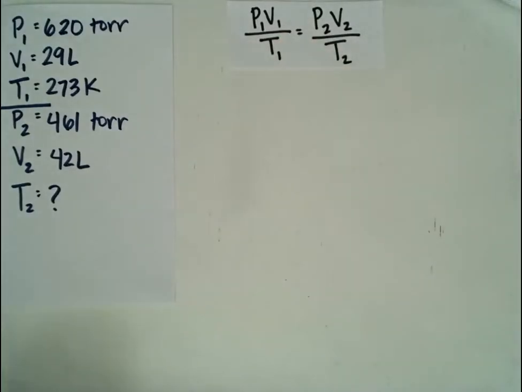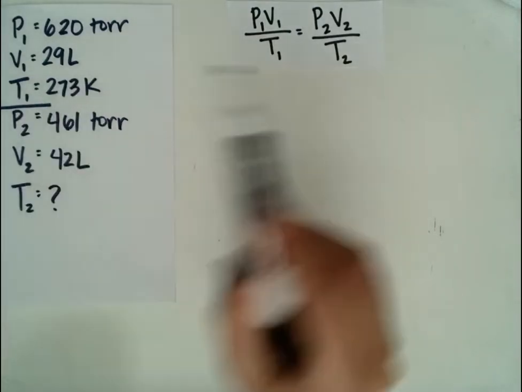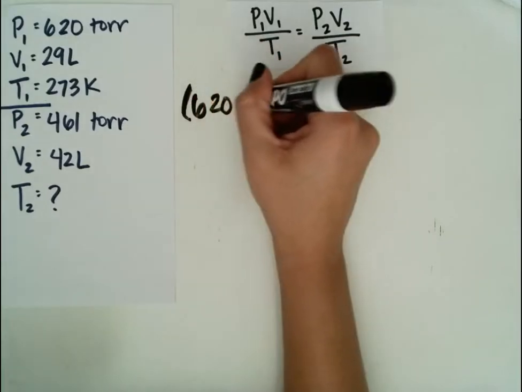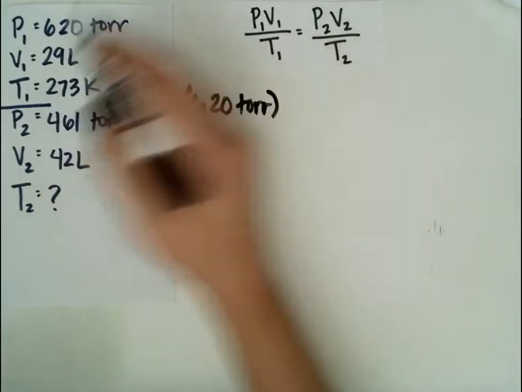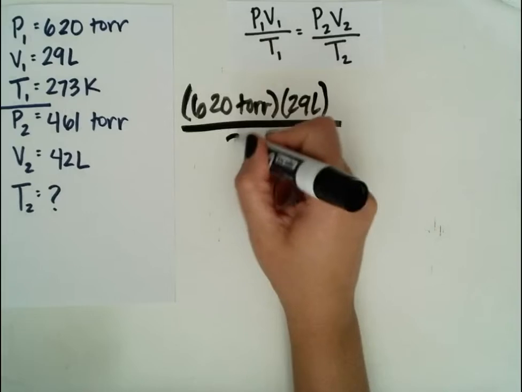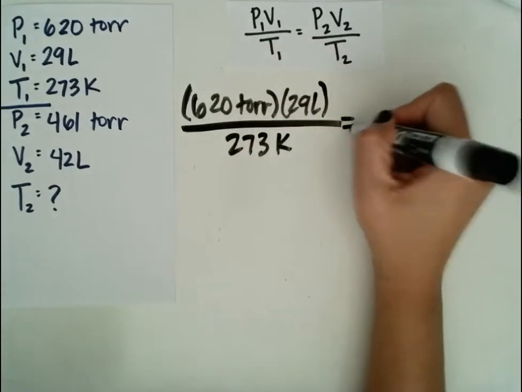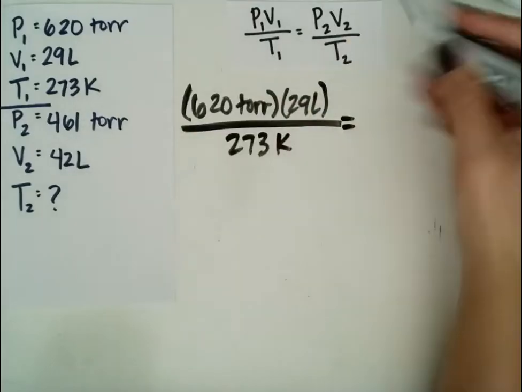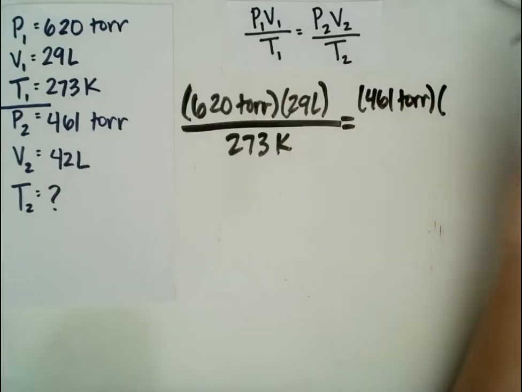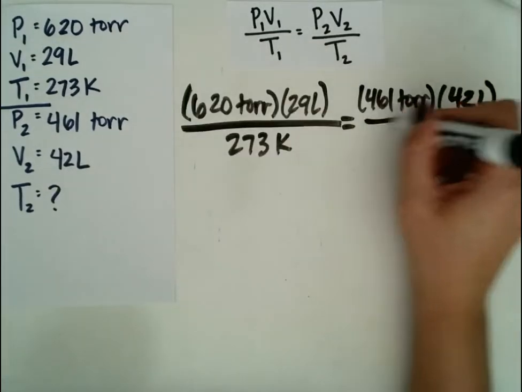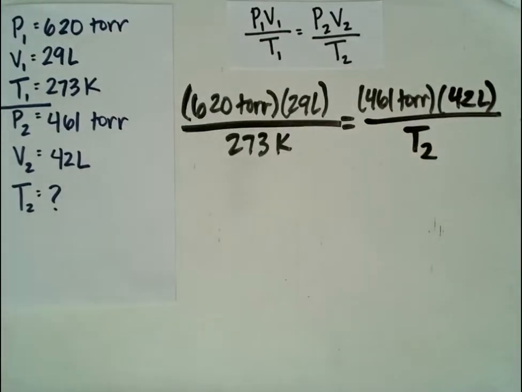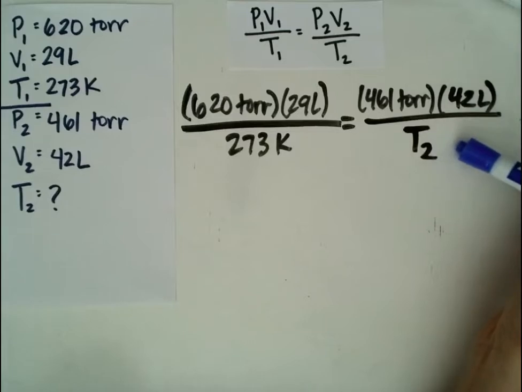Okay, so now that I have all that information, I'm going to plug my numbers into my formula. So P1 is 620 torr. V1 is 29 liters divided by T1, which is 273 Kelvin. That's equal to P2, which is 461 torr. V2 is 42 liters divided by T2, which is what we are solving for. Okay, so we are solving for T2, which is on the denominator.